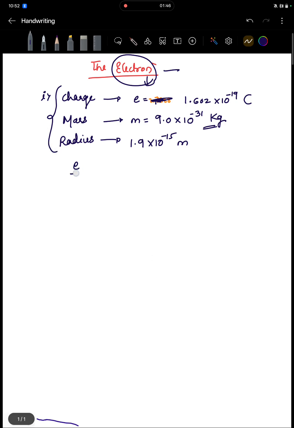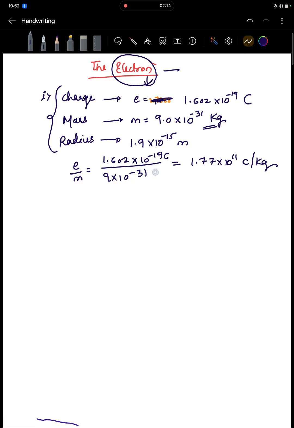Now we have one ratio, that is e by m. E by m is what? It is 1.602 into 10 to the power minus 19 divided by the mass, 9 into 10 to the power minus 31. So it gives the value of 1.77 into 10 to the power 11 coulombs per kg, because electron charge is represented in coulombs and mass in kg.